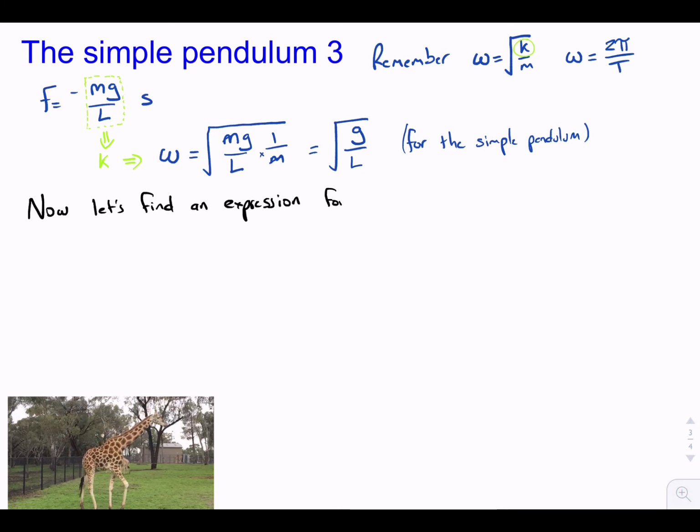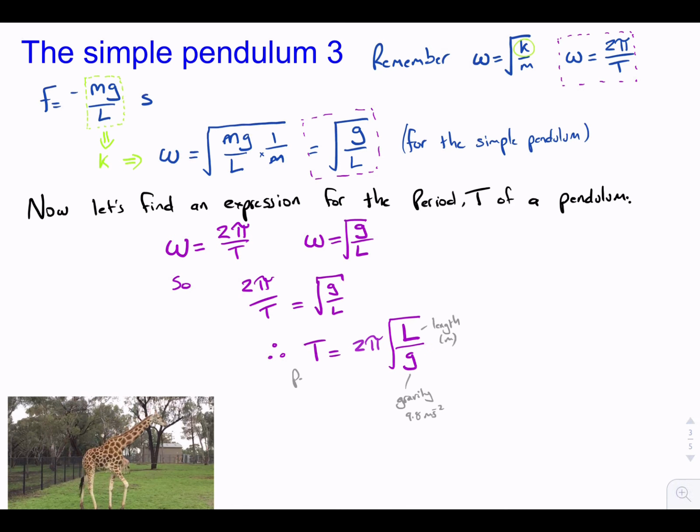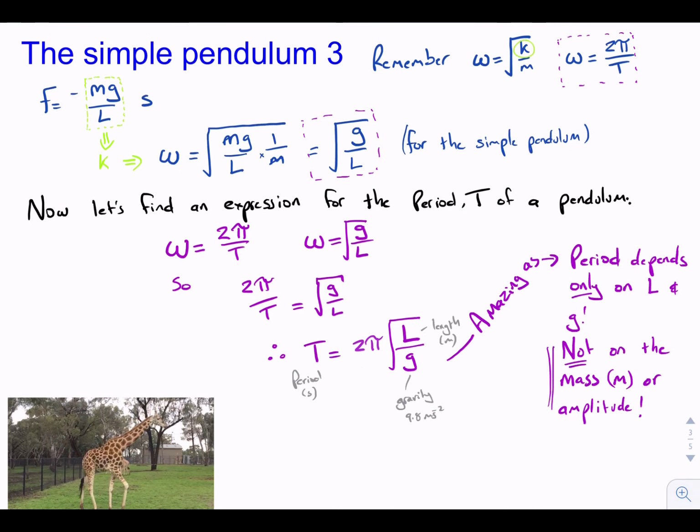Now let's find an expression for the period T of the pendulum. So omega equals 2 pi on T, and omega also equals the square root of g on L. So if we put these two equations together and rearrange, we can solve for T. And here is our result. The period of a pendulum swing is 2 pi, the square root of L on g. This is amazing, as the period only depends on the length and g, and does not depend on the mass of the pendulum bob, m, or the amplitude.